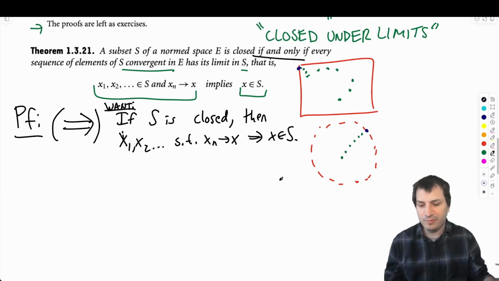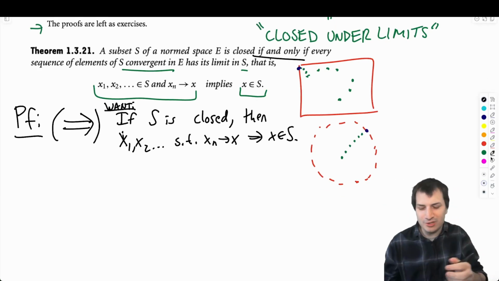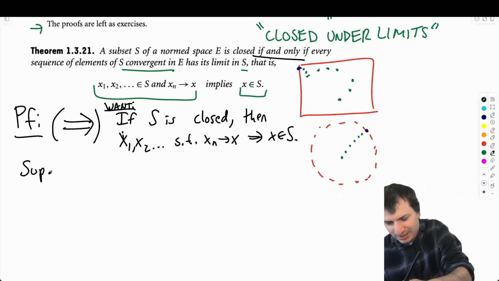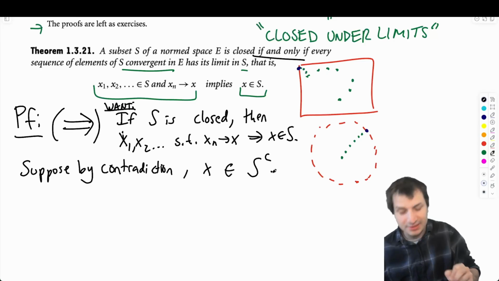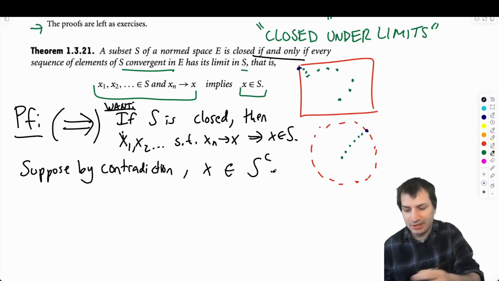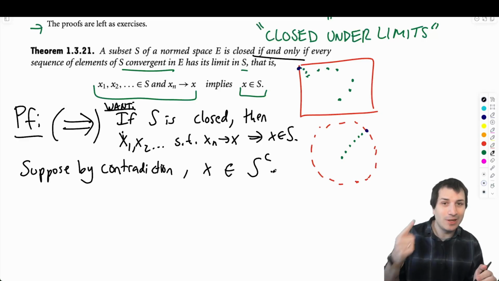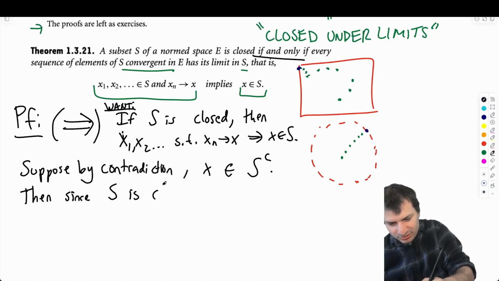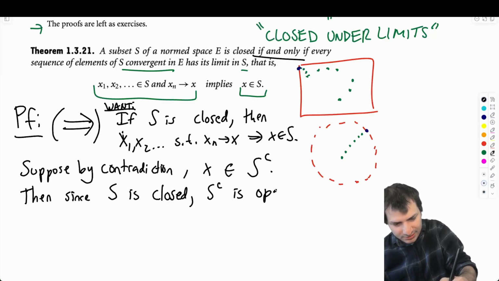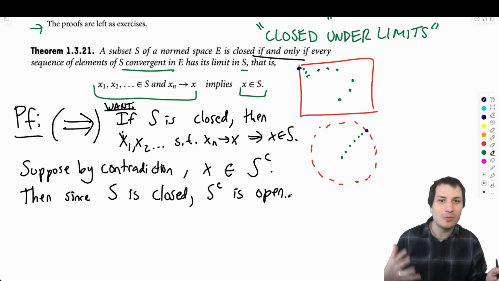And the proof is a proof by contradiction. Every good proof by contradiction starts with the words suppose by contradiction. Otherwise, the reader will be confused. So suppose by contradiction x is in S complement. That means x is in the set of things not in S. Then, what do we know about S? Well, S is closed, so S complement is open. Okay, so what?